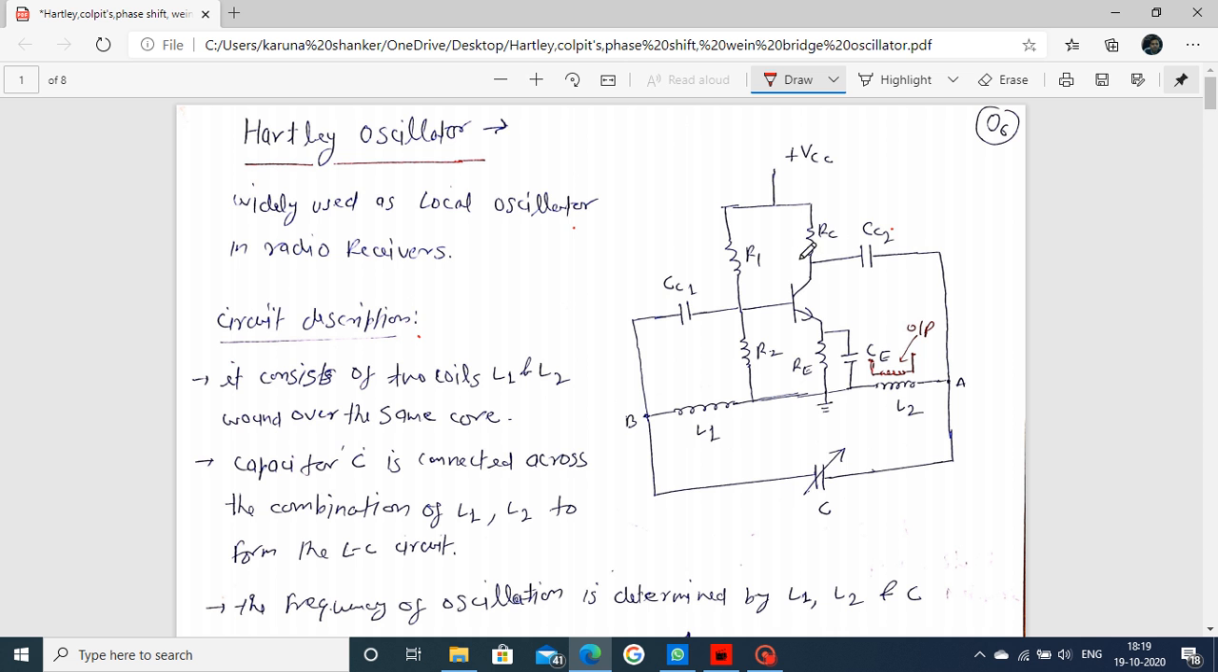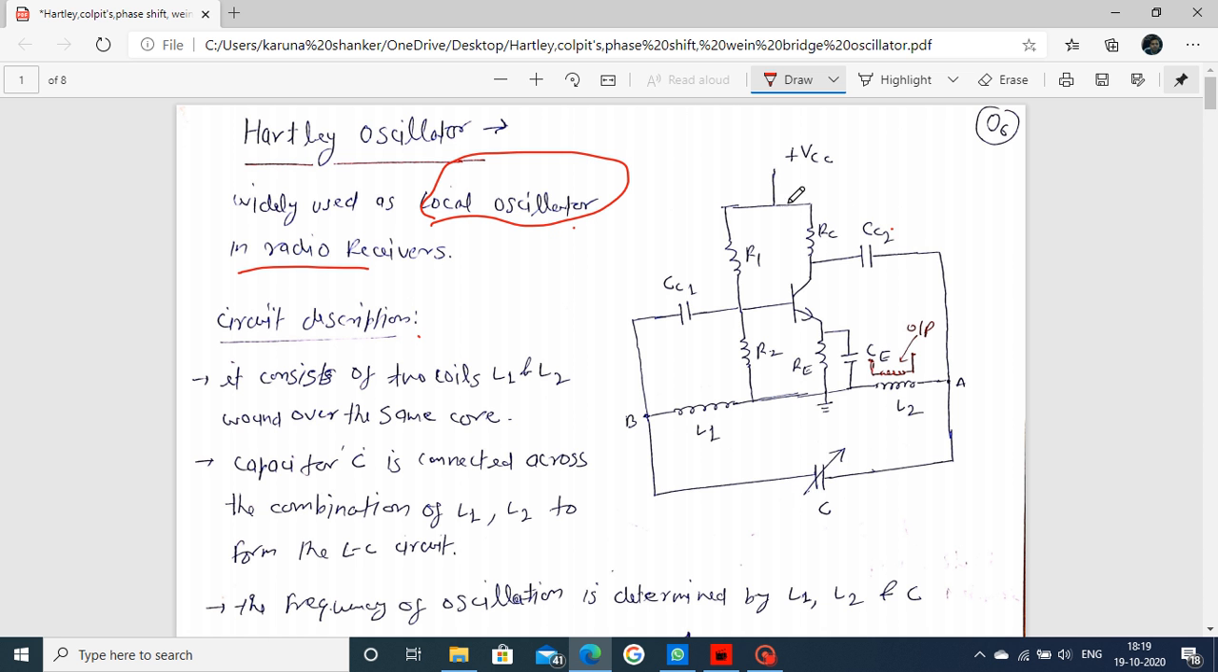This is generally used in a radio receiver. We already know the communication system: there is a transmitter and a receiver. In the receiver section, this is used as a local oscillator. Now the circuit description. See the circuit.